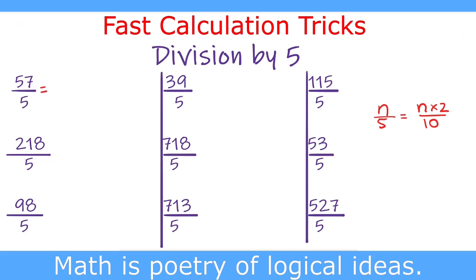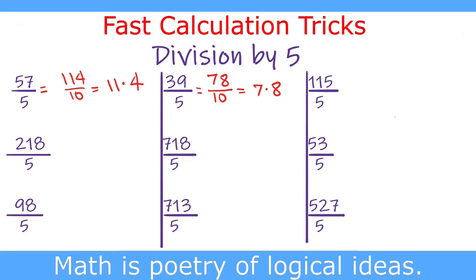Our first question is 57 divided by 5. So we first double the number 57 and then divide it by 10, or put a decimal after one digit. So 57, double of 57 is 114 divided by 10 equal to 11.4. 39 divided by 5. We just double it. 39, twice of 39 is 78 divided by 10 equal to 7.8. I am writing all these, but one should do it directly and write 7.8 directly instead of doing all this paperwork. We go to the third question.